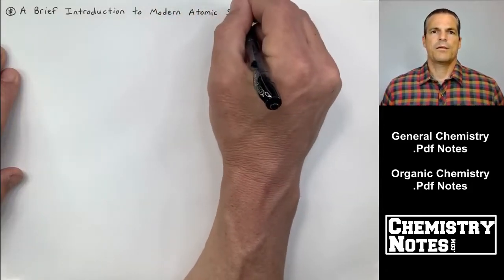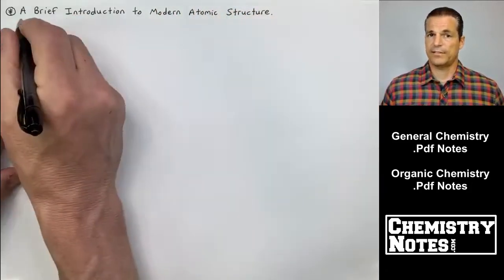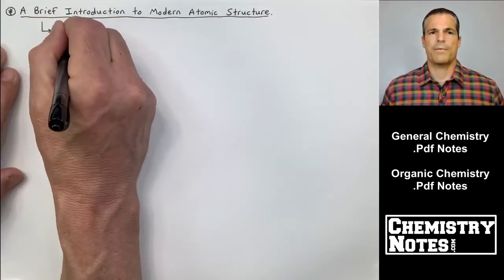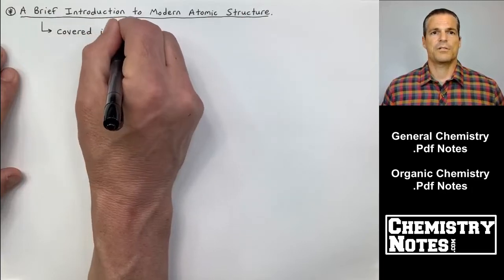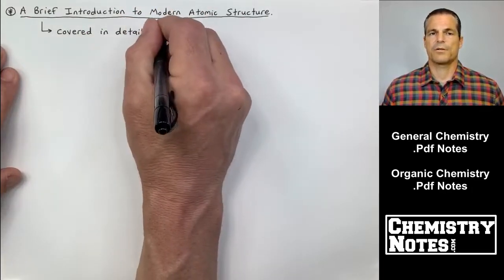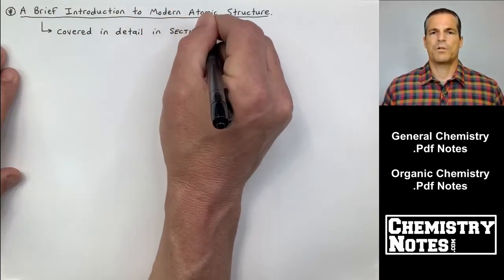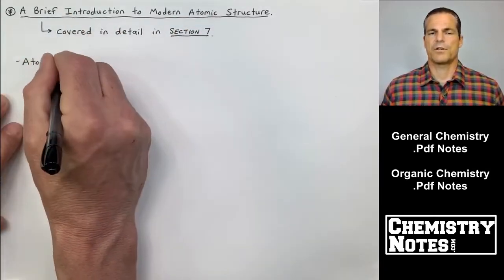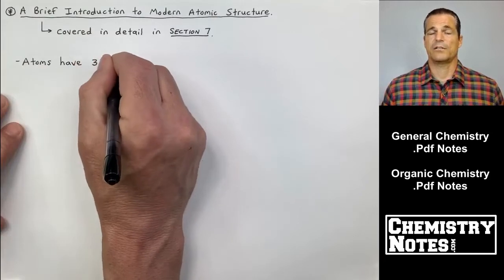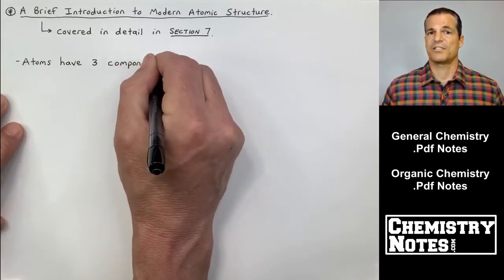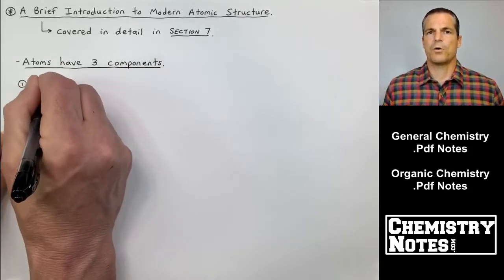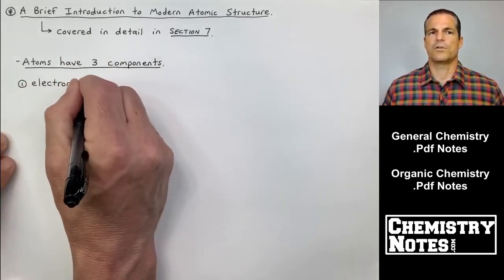So today is mainly going to be about something called isotopes. But before we talk about isotopes, we want to talk about a brief introduction to modern atomic structure. So, top of page 1 of our notes. A brief introduction to modern atomic structure. Now, we'll go into a lot of detail on atomic structure in section 7, but for today, we're just going to get the ball rolling and then move into isotopes.